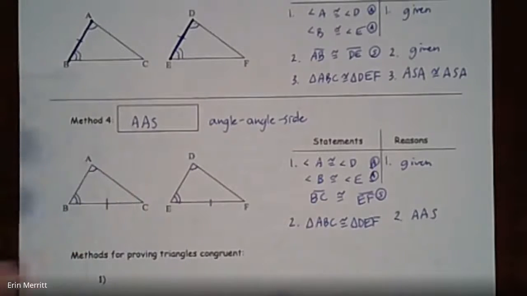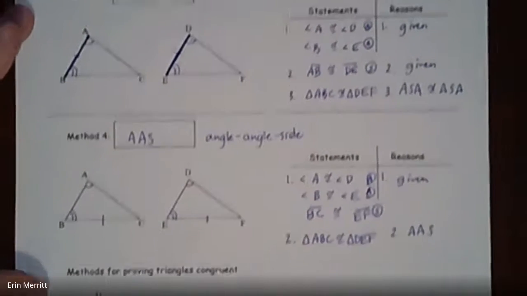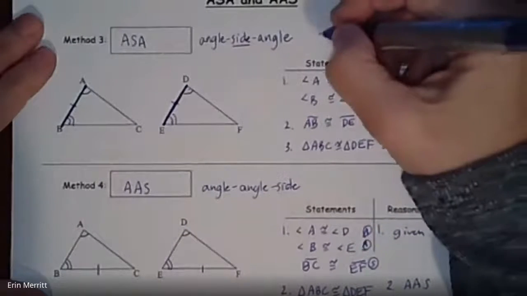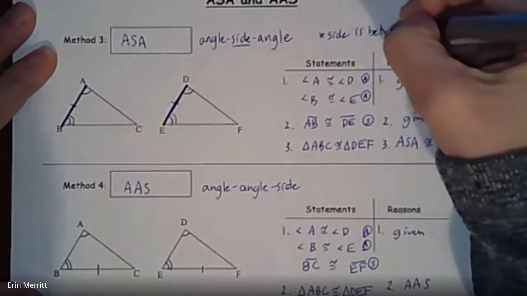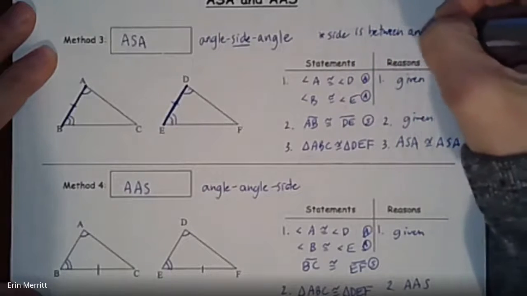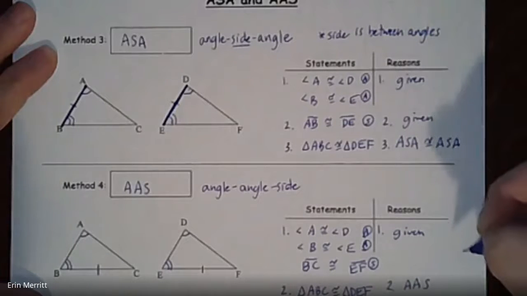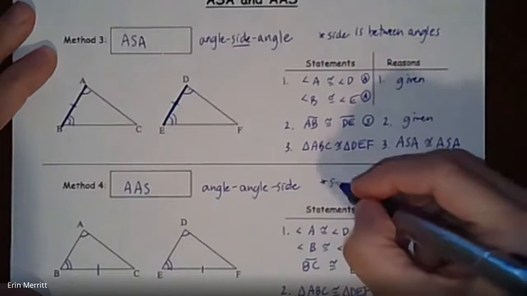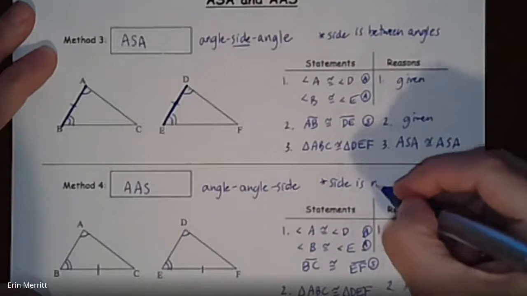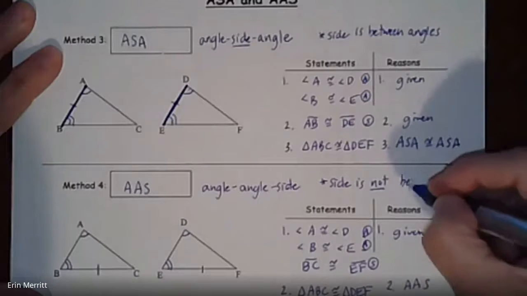All right. So you may want to write yourself a little note before we move on. Here, the side is between the angles. So you literally connect the 2 vertices of the angles, and that's your side. Here, I'm just simply going to say the side is not between the angles.